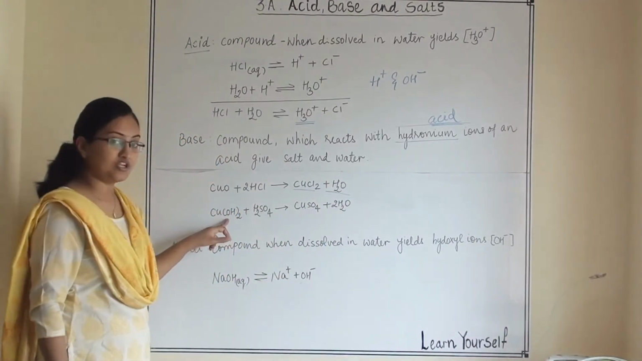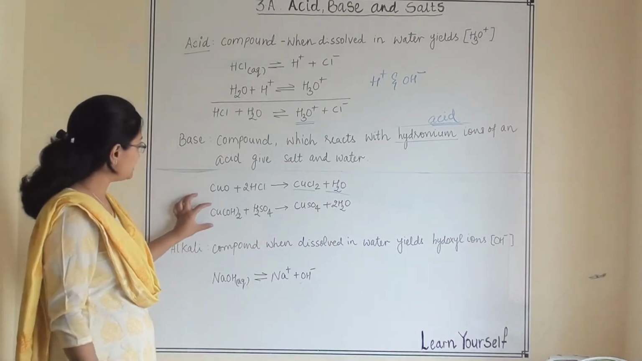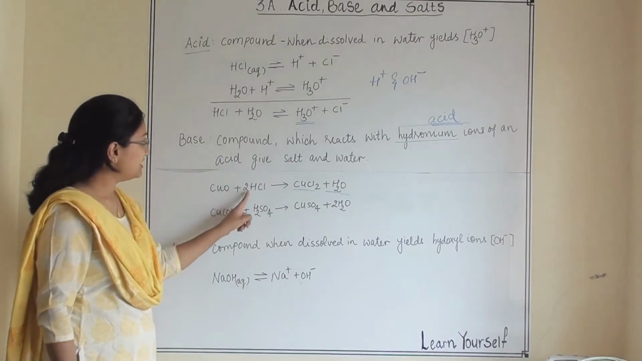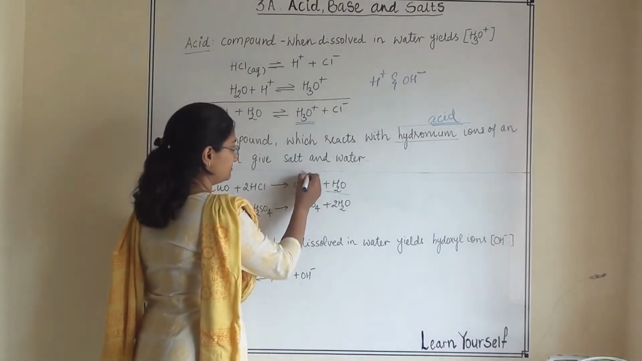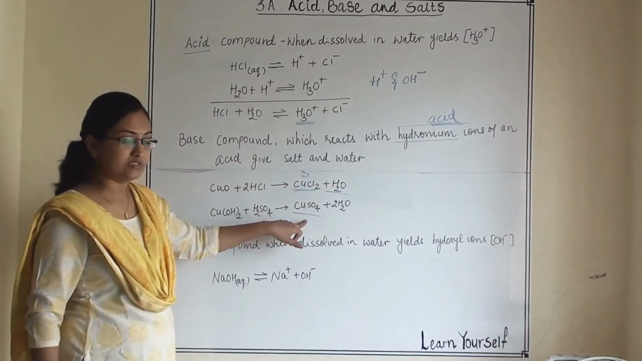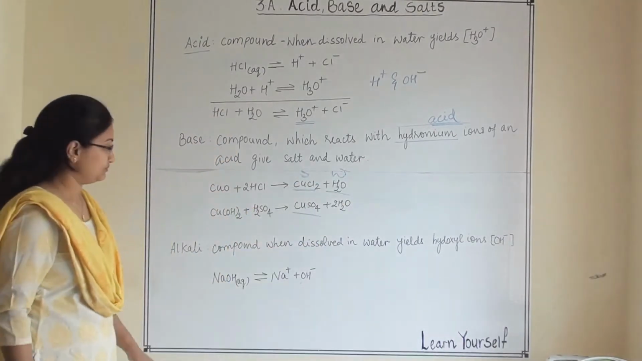Again Cu(OH)2, copper hydroxide, will react with acid. This is our base, copper oxide and copper hydroxide, both are bases. Reacting with acid, it gives us salt. This is copper chloride and copper sulfate, giving us salt plus water.